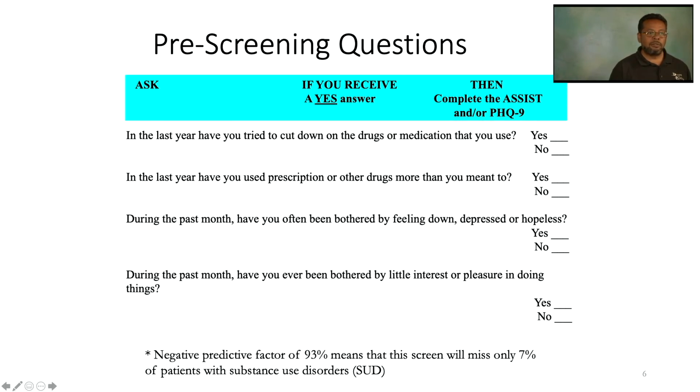To put this in very simple terms, this 2-question screener where you ask in the last year, have you tried to cut down on the drugs or medication that you use? And in the last year, have you used prescription or other drugs more than you meant to? Lets you know that if they're answering yes to that, they're at risk. 93% accuracy that individuals who answer yes to those questions are at risk that they might have a mild to moderate substance use disorder. The negative predictive value of 93% means that the screen will only miss 7% of patients with substance abuse disorders, and that's those 2 questions we talked about.